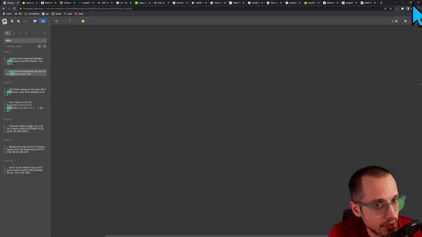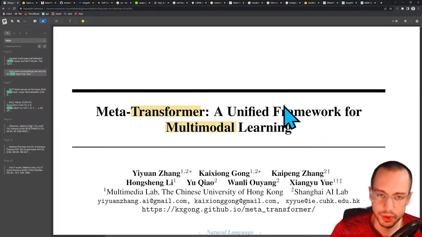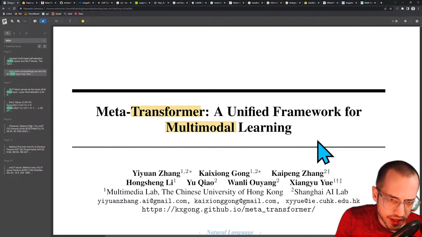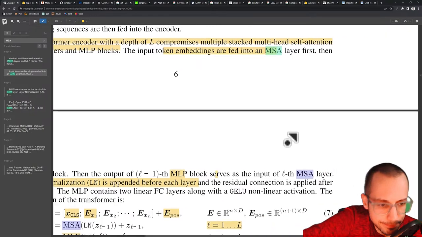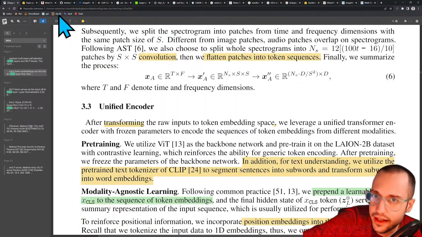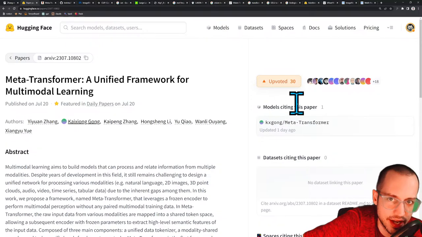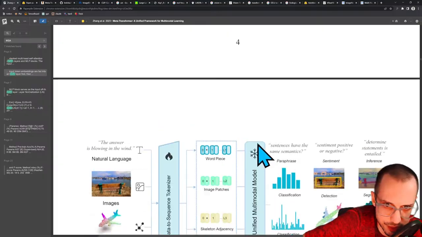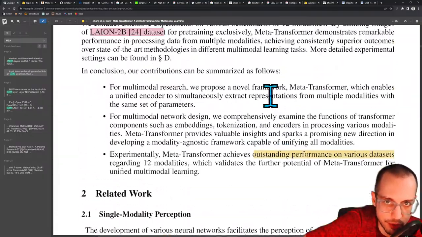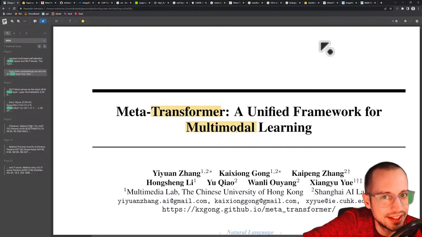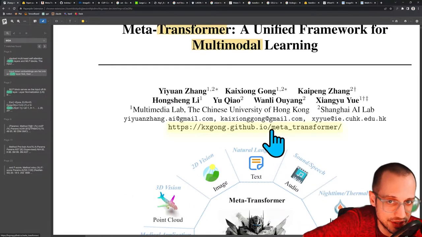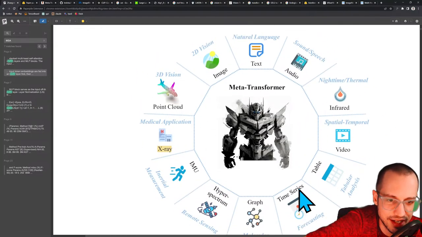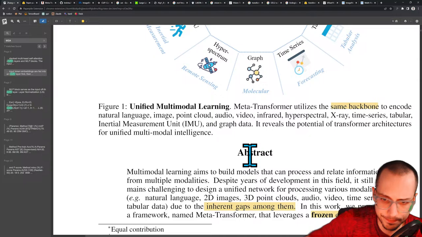So today we read MetaTransformer, a unified framework for multimodal learning. This was a paper that actually got quite popular. It had a bunch of upvotes here on Hugging Face, but I'm starting to think that the reason it was popular is because they had a literal transformer in their picture. So they definitely knew what they were doing in terms of a kind of viral marketing situation where you put this big picture right in the beginning, you have all these different modalities here.